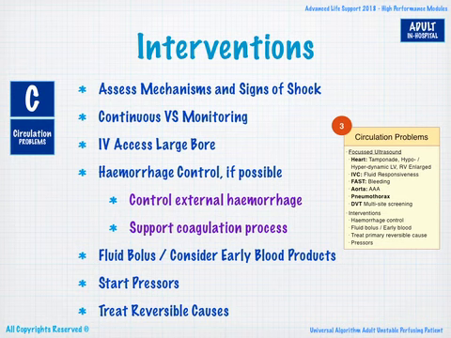Patients may benefit from some amount of pressors, but we must clearly in our mind look for what are the reversible causes and identify them and act on them very quickly.